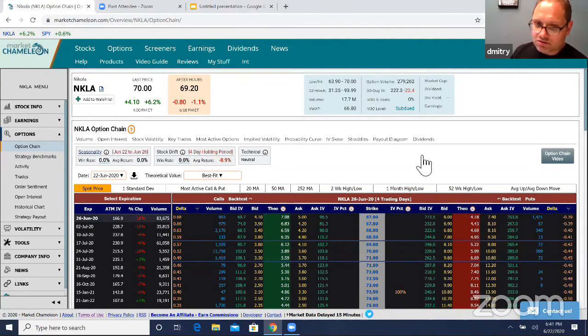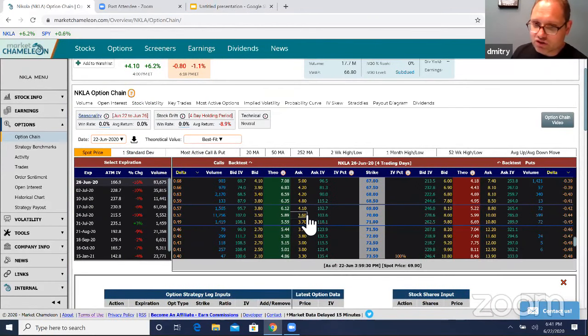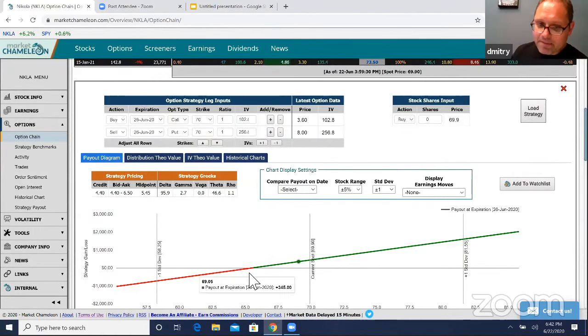So look at this. If I buy the 70 call at 360, and I sell the 70 put at $8, I'm just doing it right there, 360, $8. Look what happens. This is like buying the stock, and I'm getting a $4.40 credit. Here's the stock price right now, $69.90. It's like buying the stock down here at 65, because you're getting an extra $4.40.